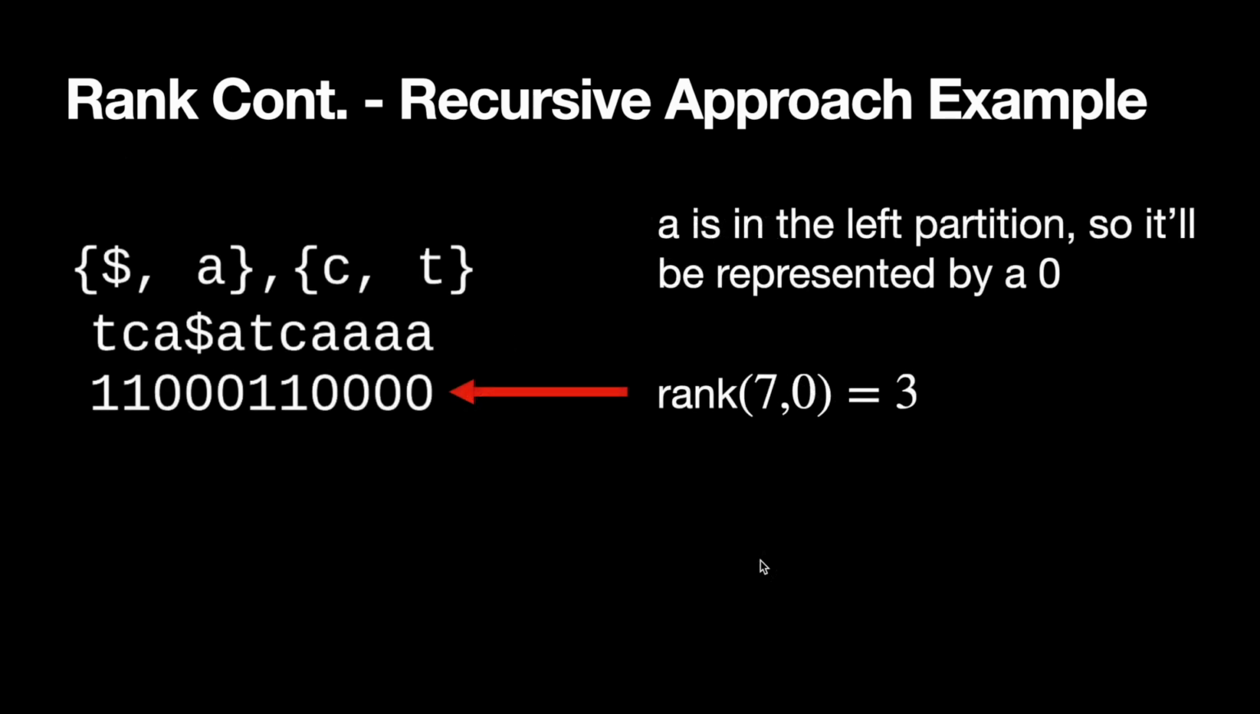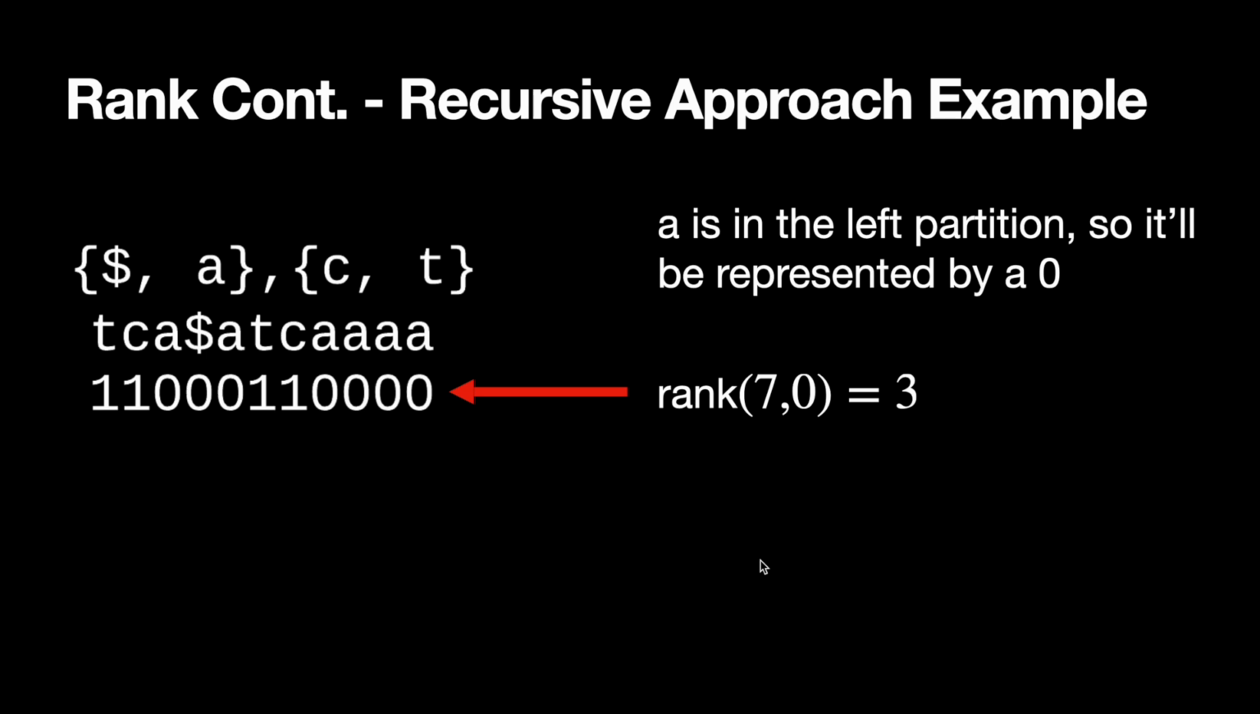So first of all, we're going to start at the root. And what we can notice is that A is in the left partition along with $. So it's going to be represented by a 0 in the bit vector stored at the root. So what we're going to do is compute the rank up to the 7th position of 0 on this root bit vector. And here we find it's 3. So this says that up to position 7, there are 3 zeros.